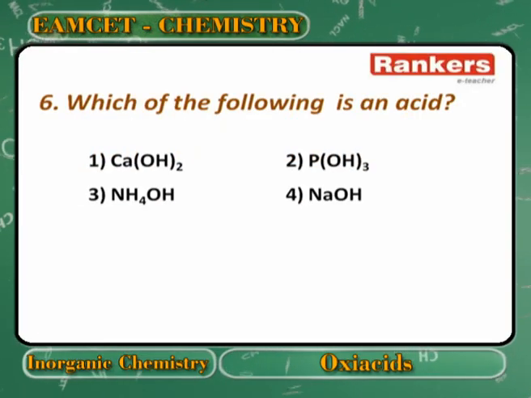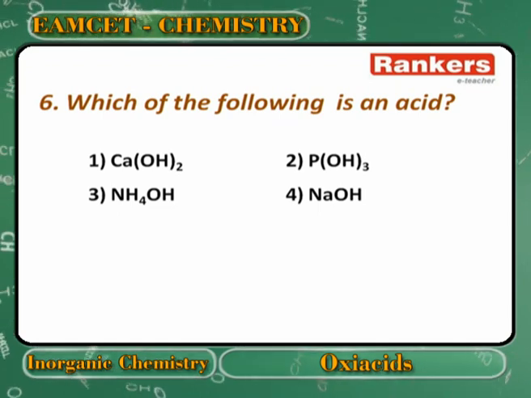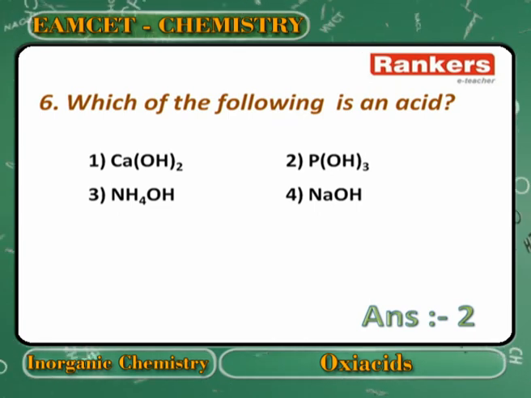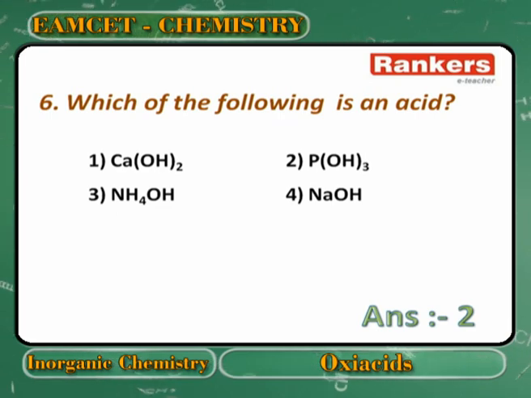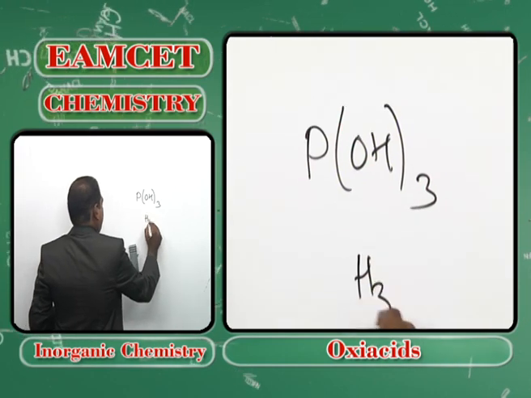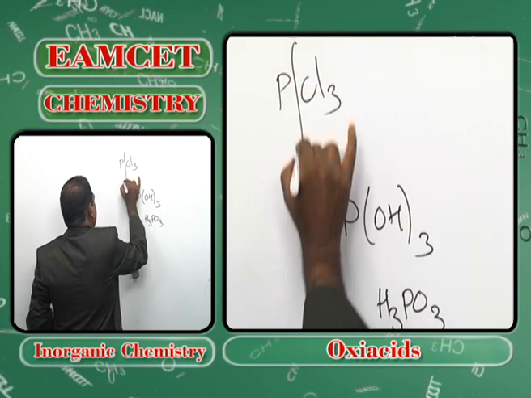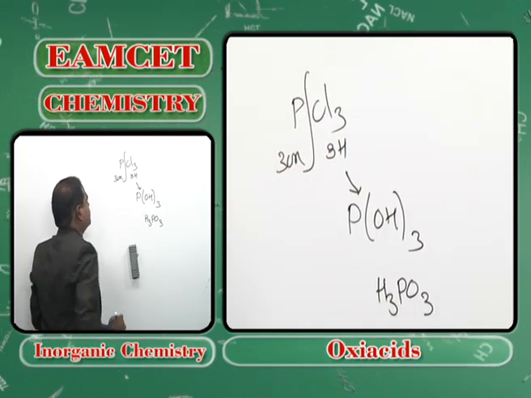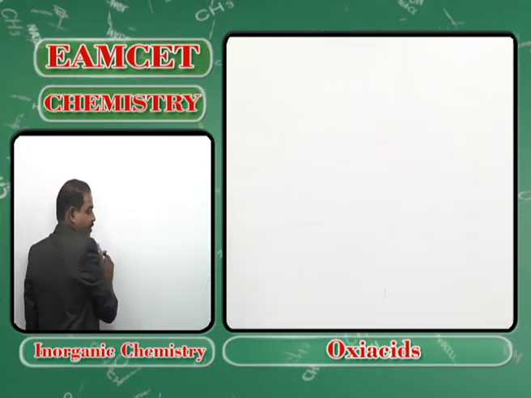question. Which of the following is an acid? Calcium hydroxide, as you know well, first option is a base. Ammonium hydroxide again is a base. NaOH is a base. What about P(OH)3? It looks like a hydroxide and you will be misled to call it a base, but it is H3PO3, phosphorus acid. And we got exactly the same when we hydrolyzed PCl3. Remember that? PCl3 plus 3H2O, you get P(OH)3, phosphorus acid. So the answer happens to be 2.